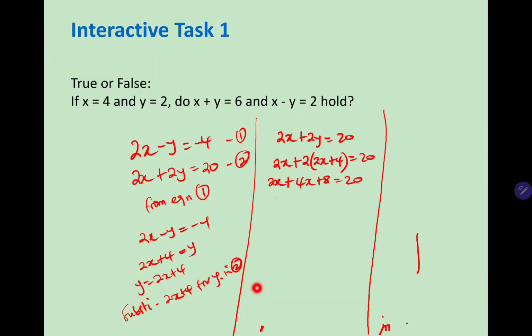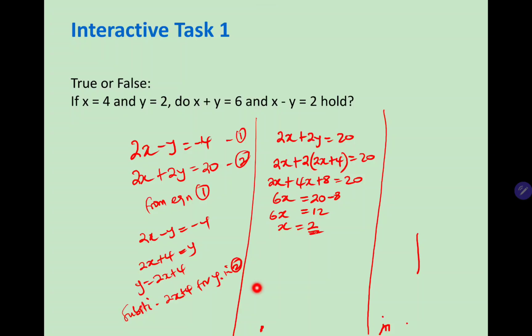So 2x plus 4x is 6x. Then 8 crosses to the other side, will now be 20 minus 8. So 20 minus 8 should be 12. 6x is equal to 12, and x will be equal to 12 divided by 6, which is 2. Okay, then so we have the value of x.